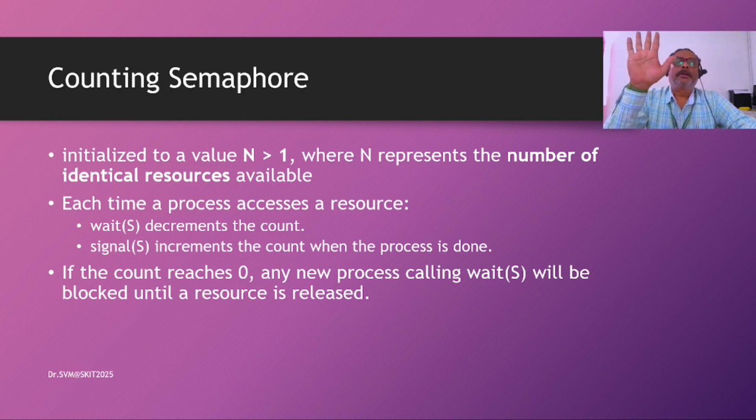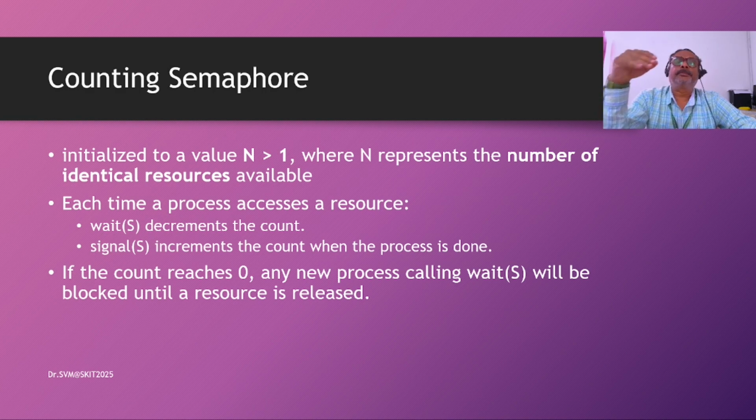Initially we had 5 printers, all 5 are free, so n is equal to 5, S is equal to 5. Then one process wanted to use a printer, so one of the 5 printers was allotted to that process. The number of printers available for usage is 4 now, and one more process wanted, now available 3, one more process wanted, available 2, one more process wanted, available 1, one more process wanted, available 0.